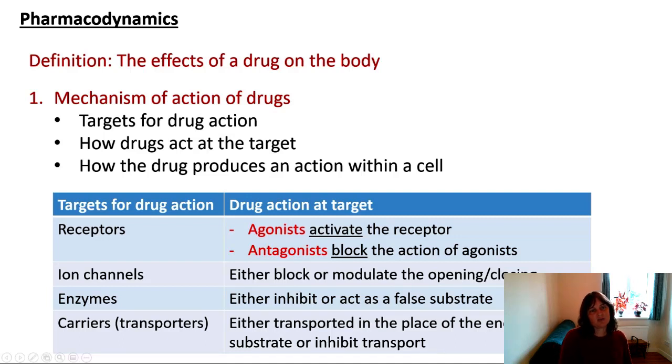So mechanisms of action of drugs also encompasses things like, once it's acted at that target, how does the drug produce an action within a cell? Does it cause an opening of an ion channel? Does it cause a triggering of a second messenger cell signaling cascade?